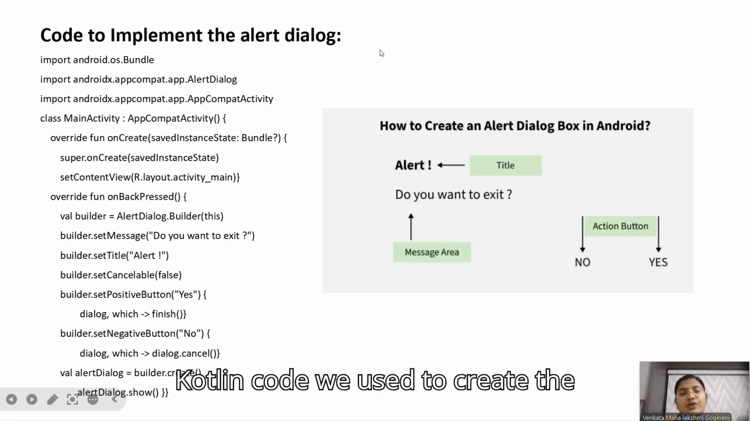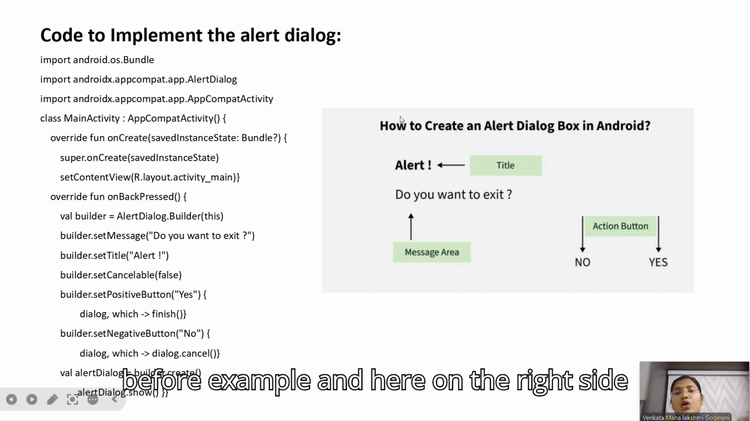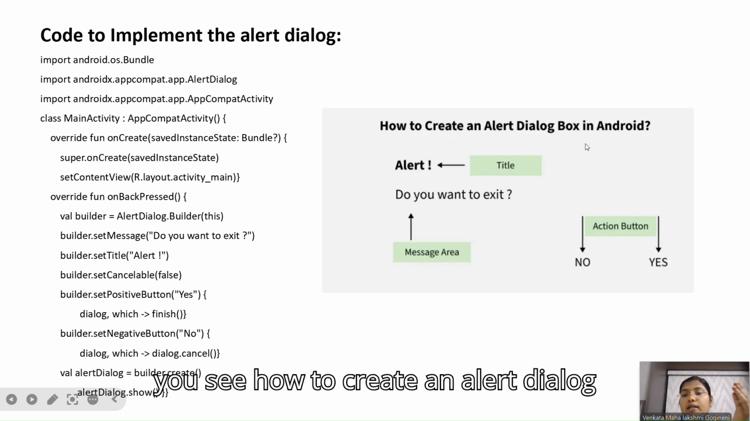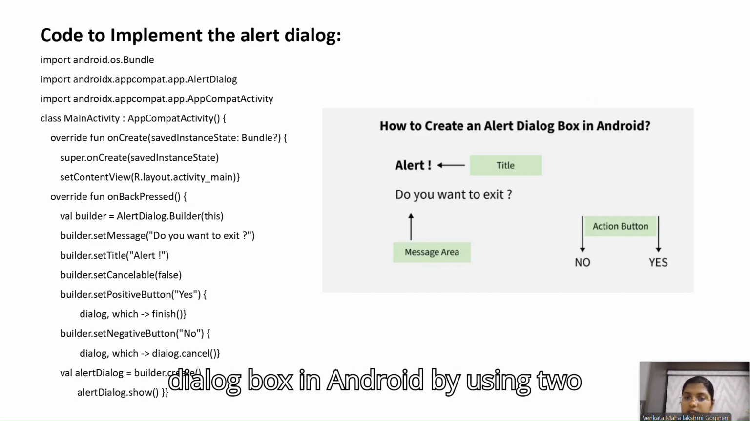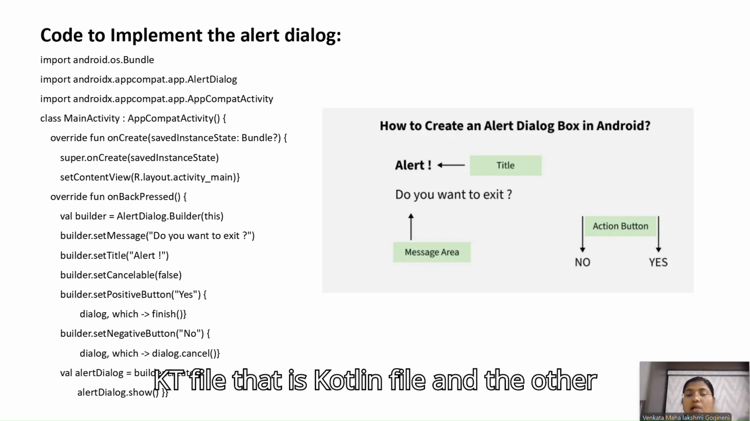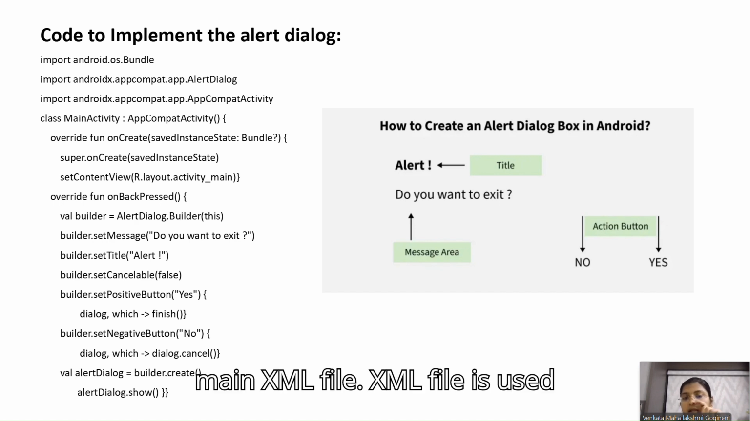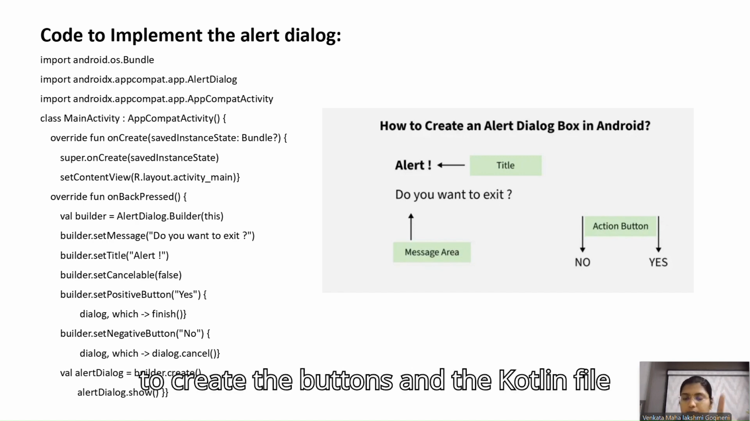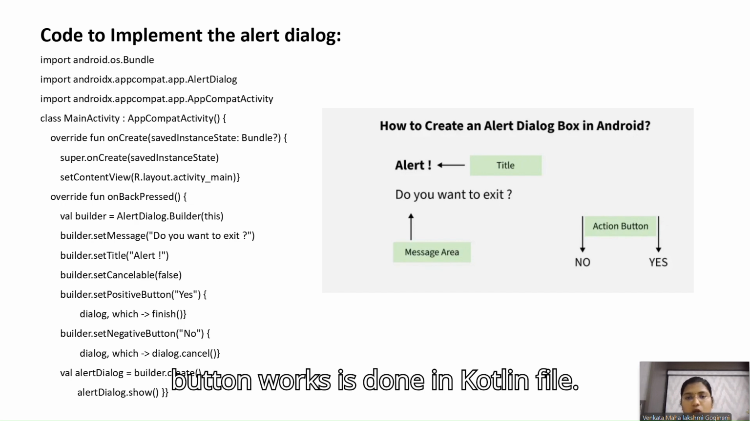So this is the Kotlin code we used to create the previous example, and here on the right side you see how to create an alert dialog box in Android, right? We created a dialog box in Android by using two files. One is the MainActivity.kt file, that is the Kotlin file, and the other is the activity_main XML file. The XML file is used to create the buttons and the Kotlin file is used to define how the button works.